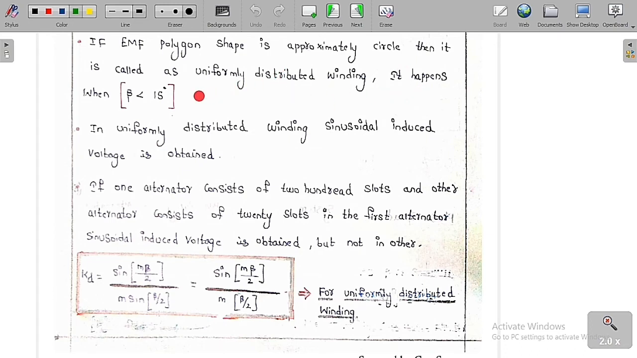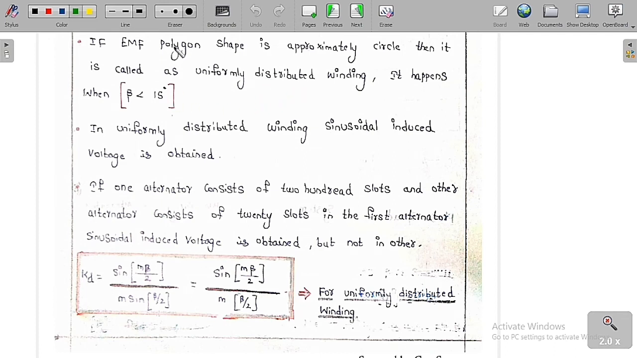It happens only whenever beta is lesser than 15 degrees. If the EMF polygon shape is approximately a circle, then it is called a uniformly distributed winding. This happens only whenever beta is less than 15.